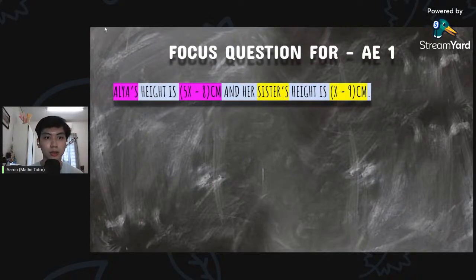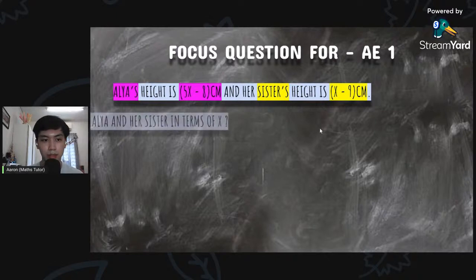On the notes we also provided the question, so you can just follow the question that I have. This is the first question. Isla's height is 5x minus 8 cm, which is the algebra expression, and her sister's height is x minus 9 cm. So Isla's height is 5x minus 8, and her sister's height is x minus 9. We have these two statements here.